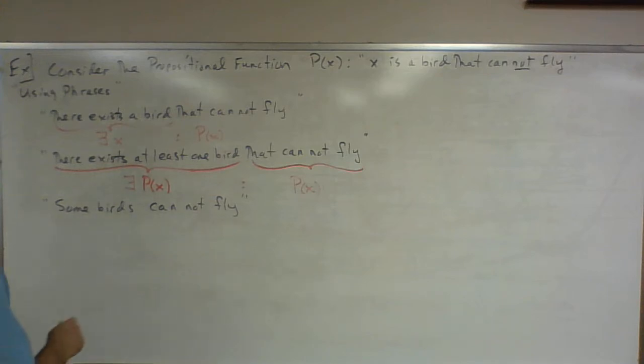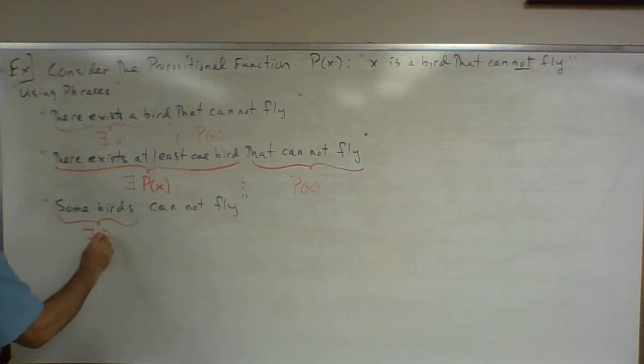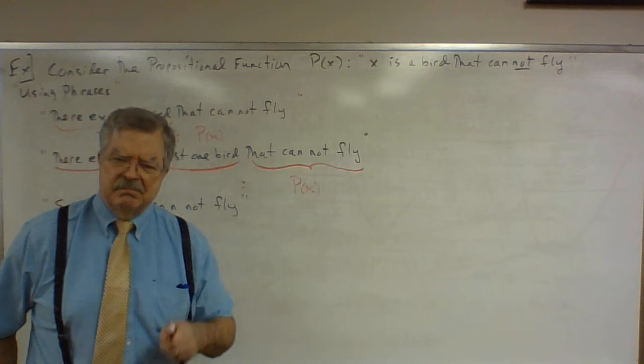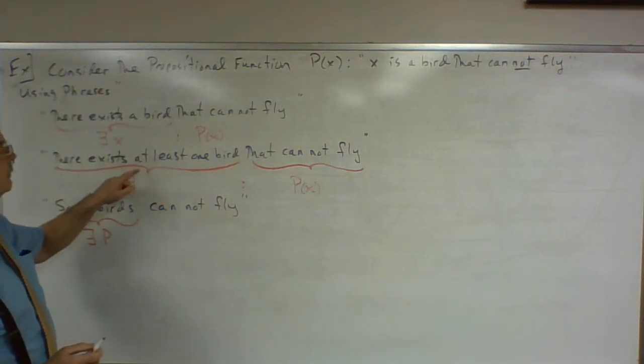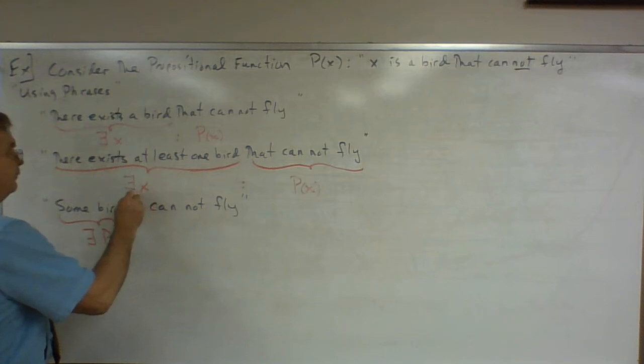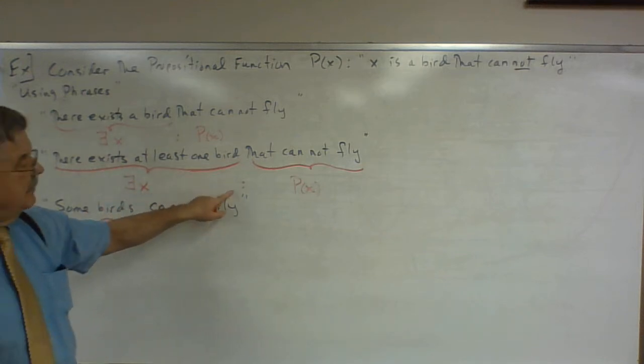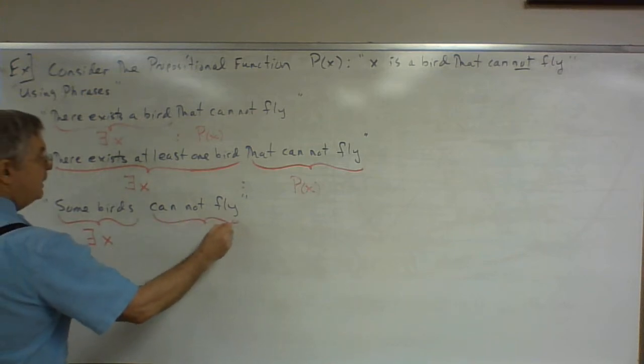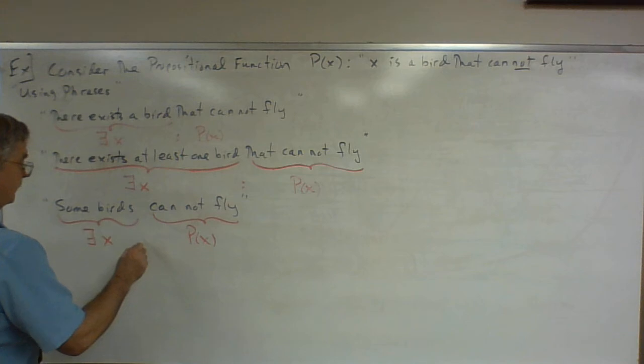And the last one, some birds. We represent this, whoops. This is not right. Why didn't one of you raise your hands and tell me? There exists at least one bird. In other words, there exists at least one x, such that p of x is true. Some birds, that is, some x, there exists an x, cannot fly, p of x.